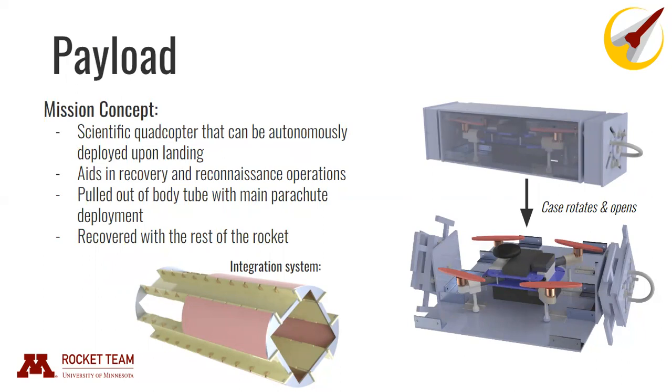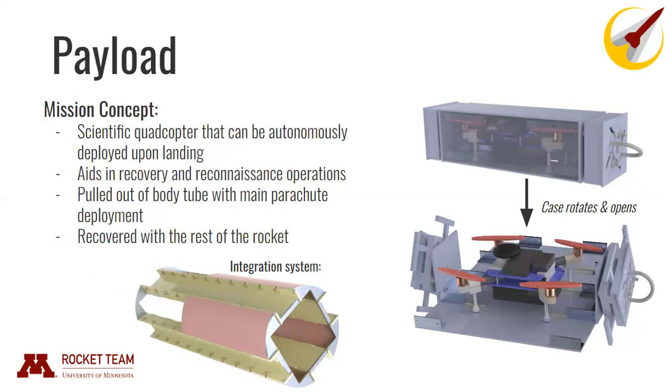The purpose of this payload is to aid in recovery and reconnaissance operations, to survey the land, collect data on the surrounding landscape, as well as theoretically to aid in recovery operations. It would be connected to our rocket on the shock cord, pulled out with the main parachute, and recovered, as I mentioned, with the rest of the rocket. So there won't be any flying quadcopter while the rocket is still in the air.